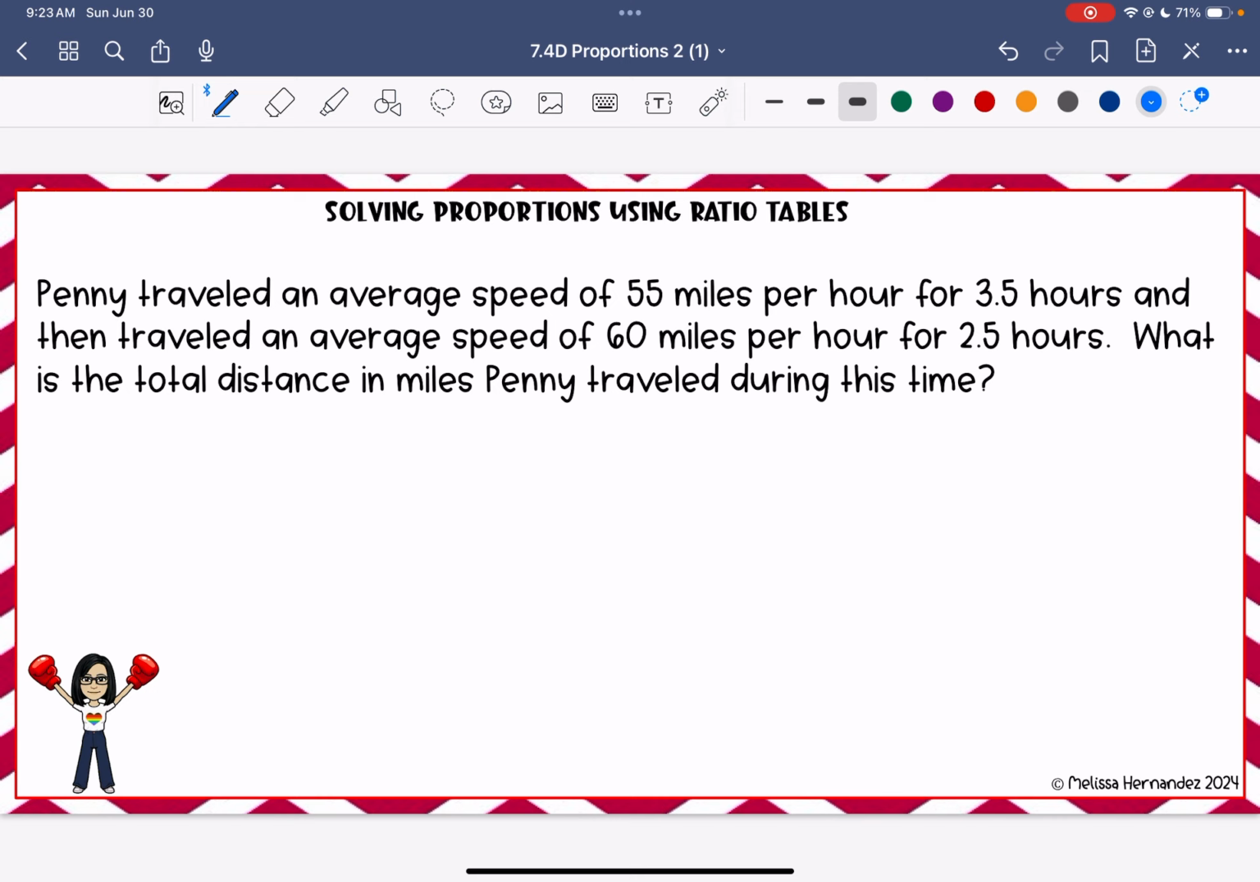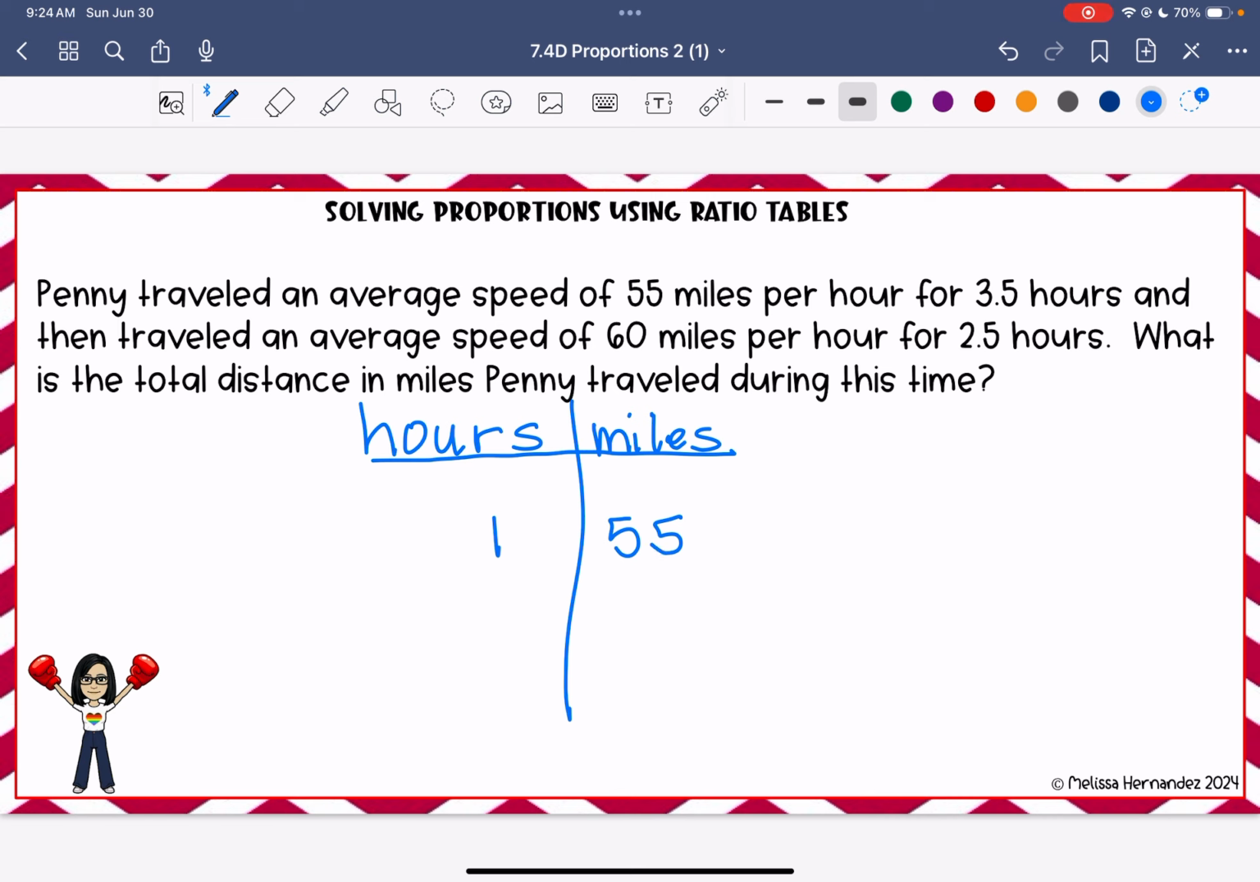So the first thing is I want two ratio tables. One's to represent the 55 miles per hour, and then the other one will represent the 60 miles per hour. So I'm going to put two tables together, hours to miles. Okay. So for the first one, it's saying 55 miles per hour. So I'm going to go 1, and I left a little bit of space on purpose. You'll see why in a second.